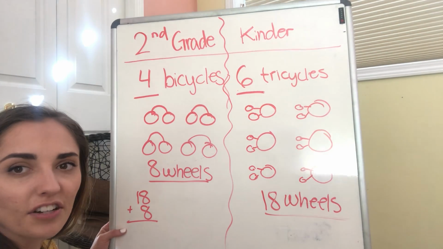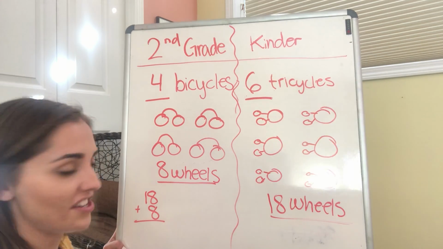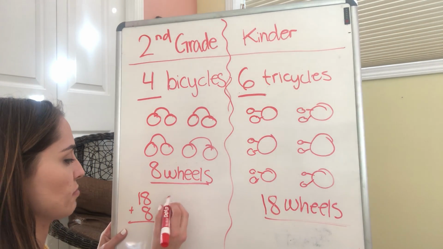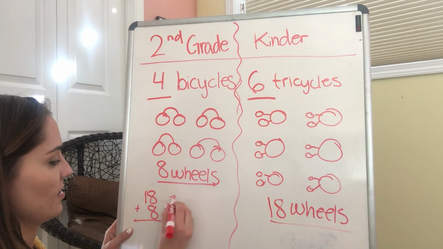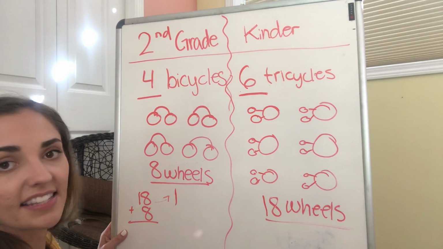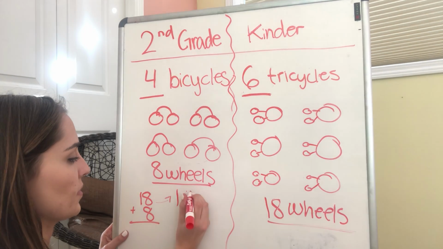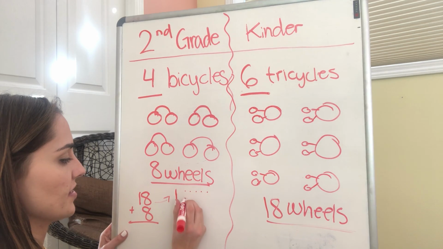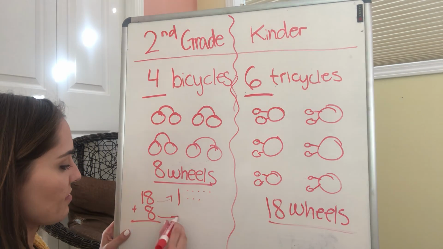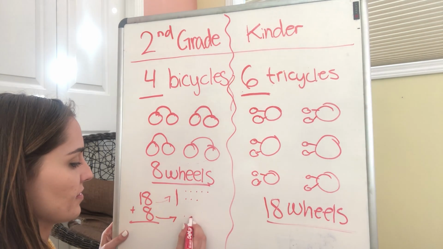Okay, and we could show this using one of our different forms of addition. Let's do it by doing place value. So for 18, I know we have 1 ten stick, and then 8 ones. 5, 6, 7, 8. And with 8, we don't have any 10s, just 8 ones.